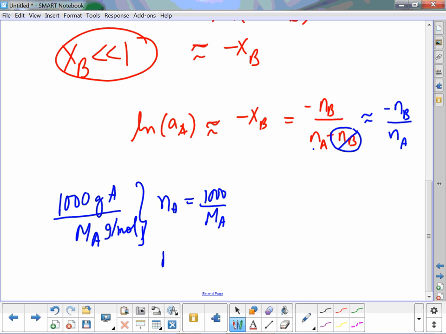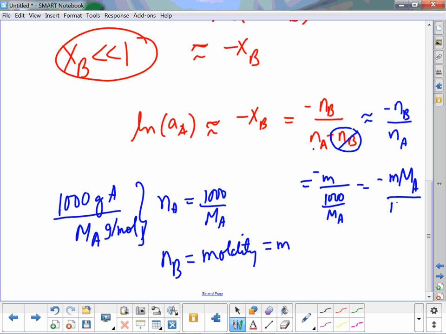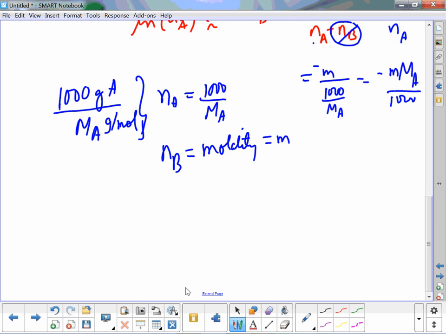And the number of moles of B, if you have 1,000 grams of A, will just be the molality. Molality is moles per kilogram of solvent, so we're just going to call that M. So this is going to be equal to negative M over 1,000 over molar mass of A. So that's going to be negative M times molar mass of A over 1,000. So let's continue with that.